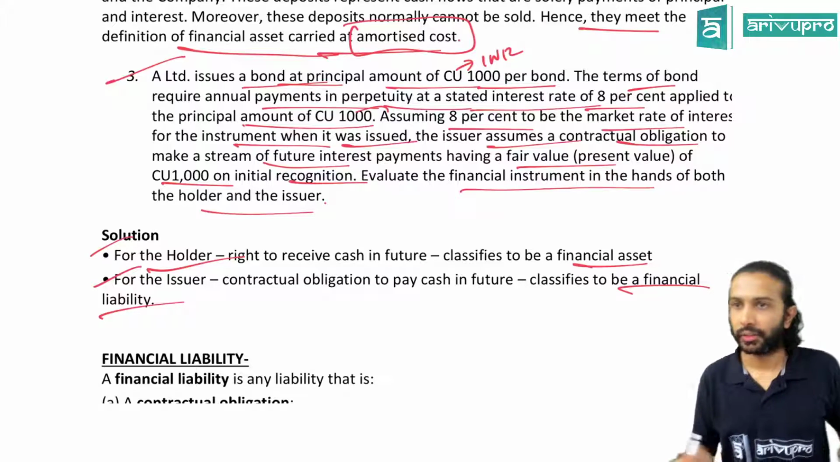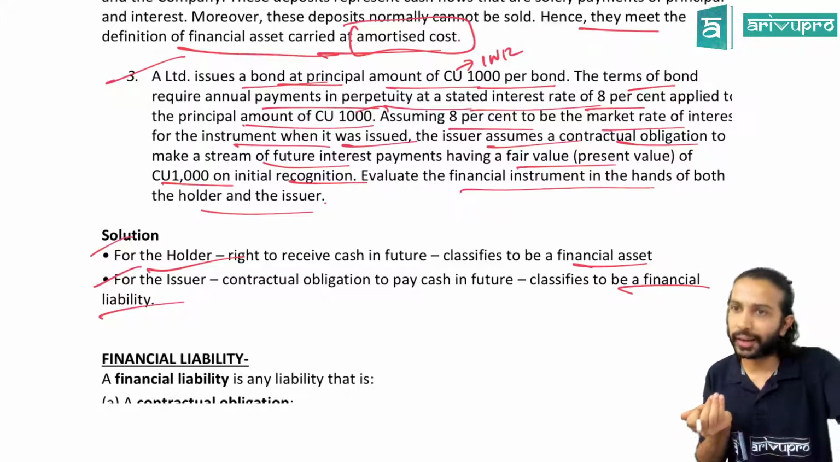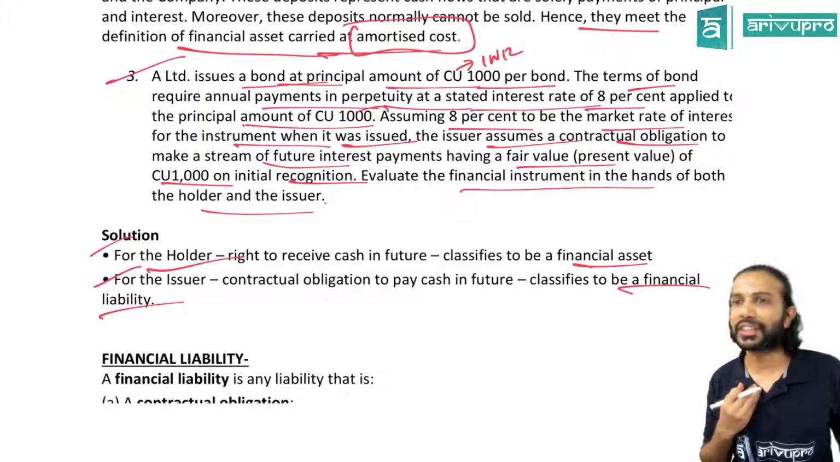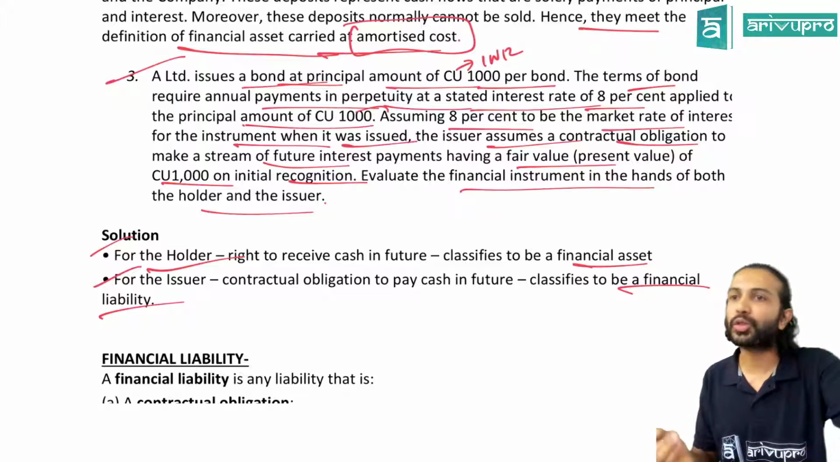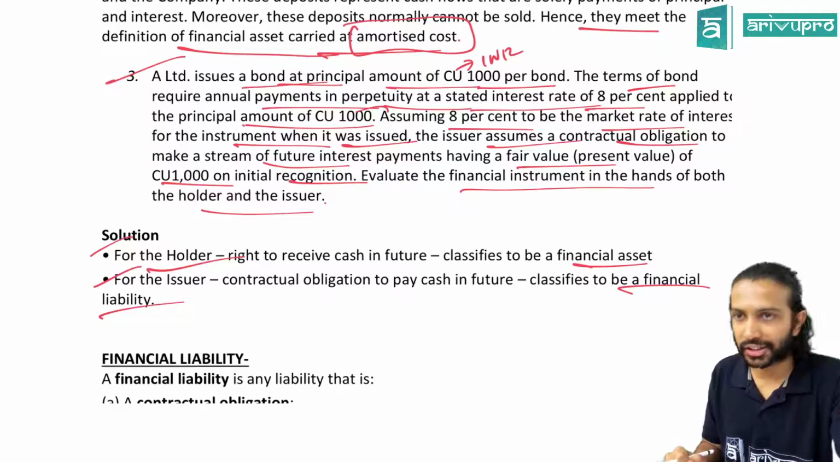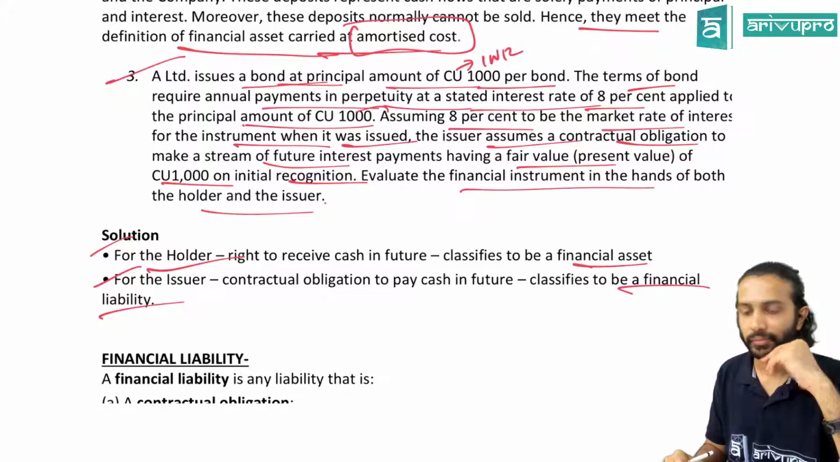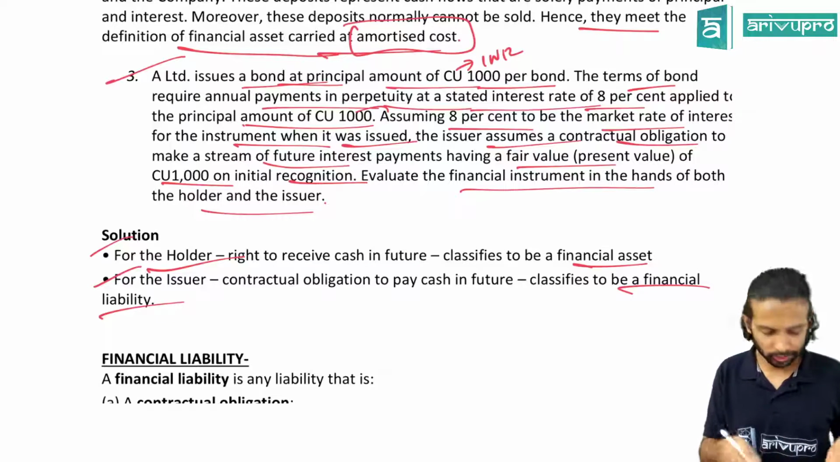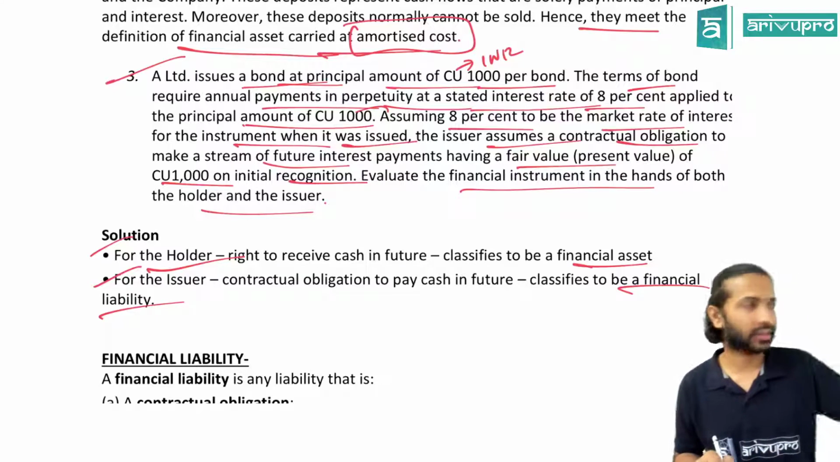Are we okay? One guy is receiving cash means the other guy is paying cash. For the guy who's receiving cash, it's a financial asset. For the other guy who's paying cash, it's an obligation, and we call it a financial liability. We will go through that financial liability definition also. Next only it is there. Since the solution had it, I've just covered it.